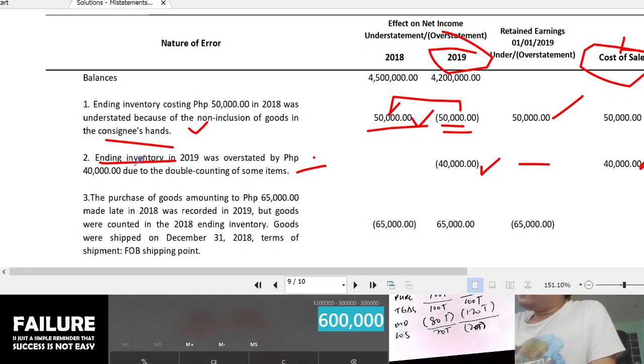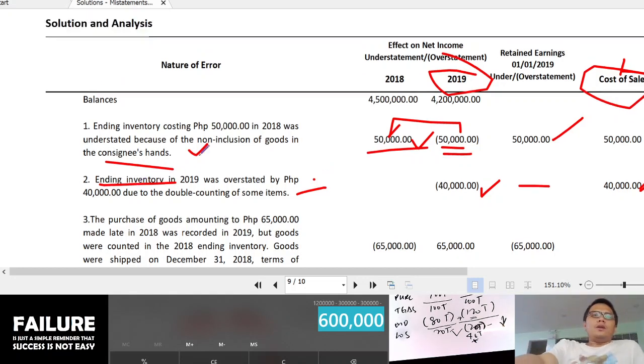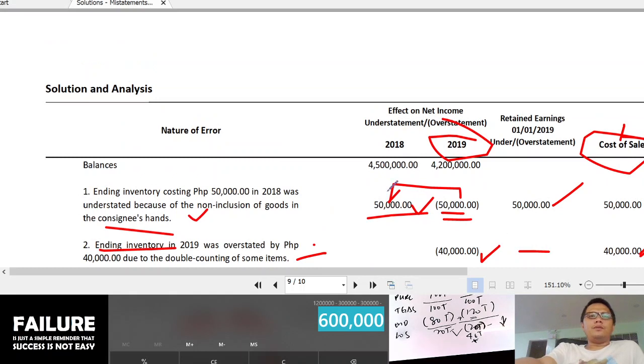So, the point is, yung correct is we have a positive 20,000. But because of that 40,000 overstatement of your ending inventory, 40,000 difference yan, yung cost of sales mo naging negative 20,000. So, kung pansinin nyo, from 20,000 naging negative. Understated yung cost of sales natin. So, kung understated yung cost of sales, obviously, yung net income is overstated.